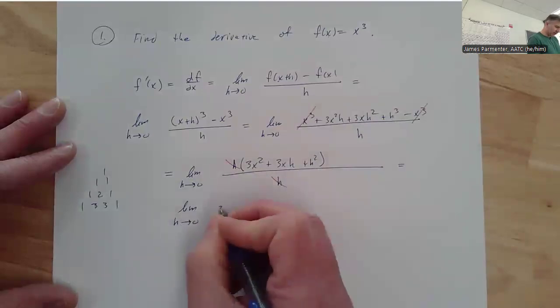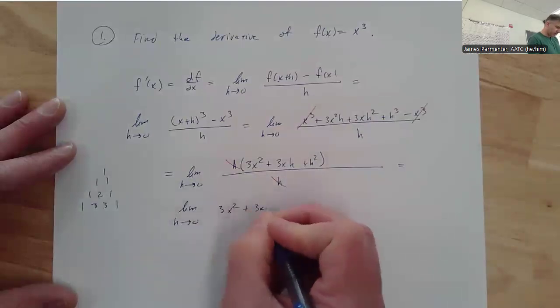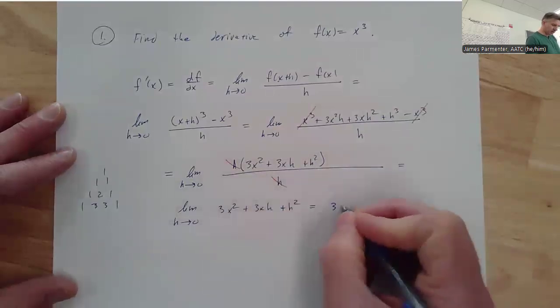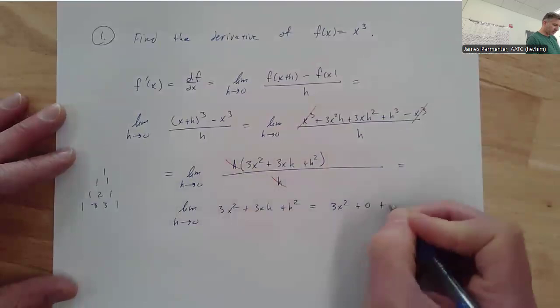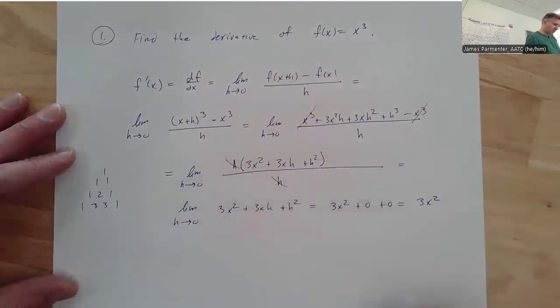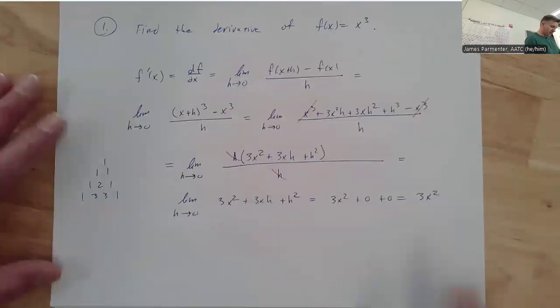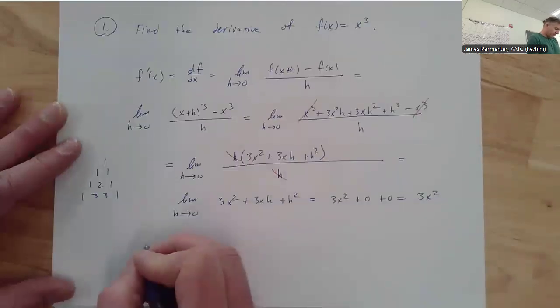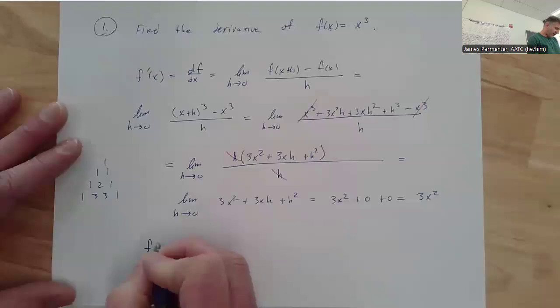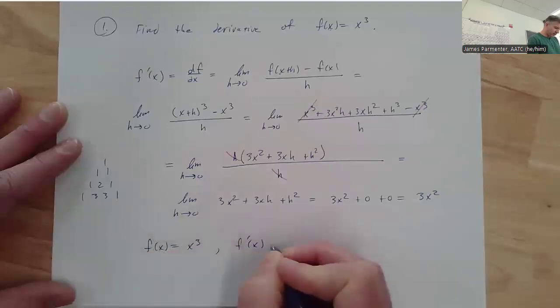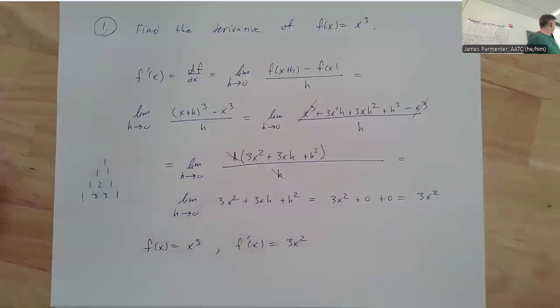Limit as h goes to 0 of 3x squared plus 3xh plus h squared. And then you plug in 0 for h and you get 3x squared plus 0, which is just 3x squared. Or to write it very clearly, for f of x equal to x cubed, the derivative is equal to 3x squared.